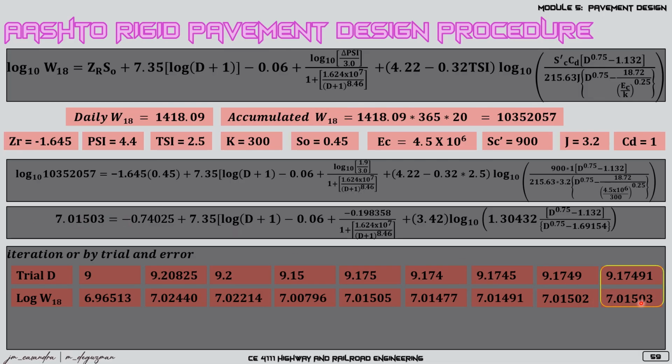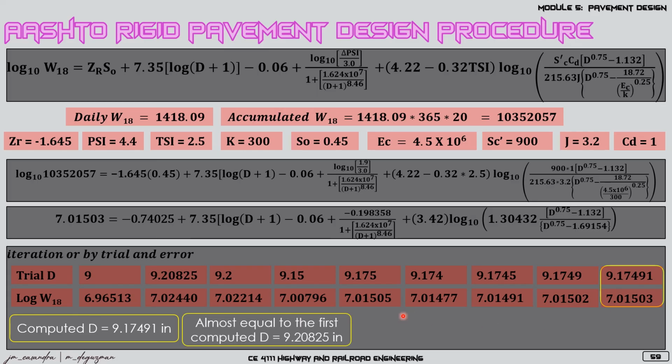So therefore, our D now for the rigid pavement design is 9.17491, which is almost equal to our first computed value using our assumption of 10, which was 9.20825. And if we're going to compare it with our assumed value of 9, it's also almost equal. So we could accept this value already.